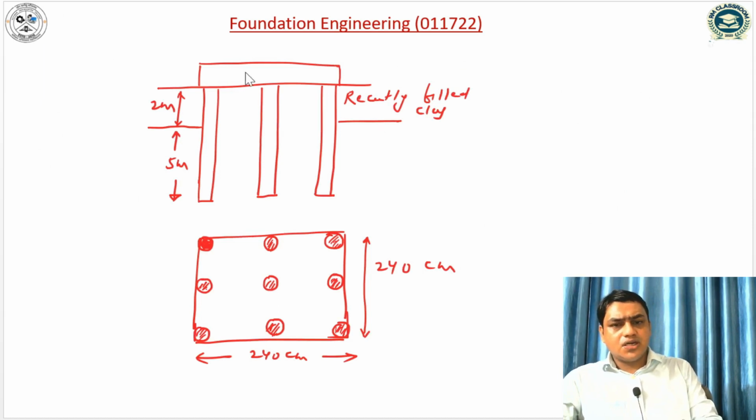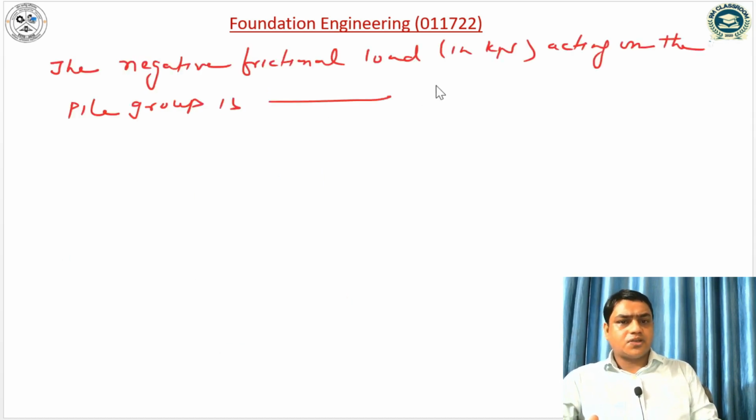So here we can see that firstly we have to identify in which region negative skin friction will occur. This is the recently filled clay. In this region frictional resistance will occur, and in this region downward negative skin friction resistance will occur. So we have to find the magnitude of this negative skin friction resistance in a pile group. So the negative frictional load acting on the pile group is dash in kilonewton.